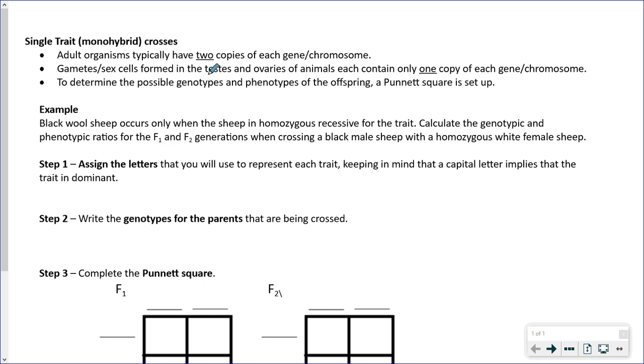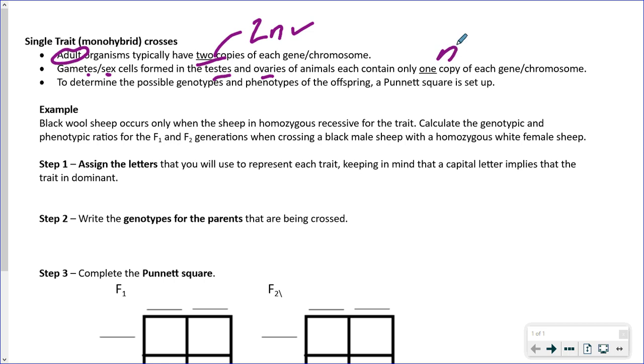A couple of points that I do have at the top. First of all, just a reminder that when we're talking about adult organisms, they are going to have two copies of each gene, one on each of the chromosomes, one from the father, one from the mother. So of course that is referred to as diploid or 2N. When we're talking about the gametes, the sex cells, the sperm and the eggs that are formed in the testes and the ovaries, they are formed through the process of meiosis, which is reduction division, which means we're taking the diploid cell and converting it into haploid cells that have only one copy of each chromosome.